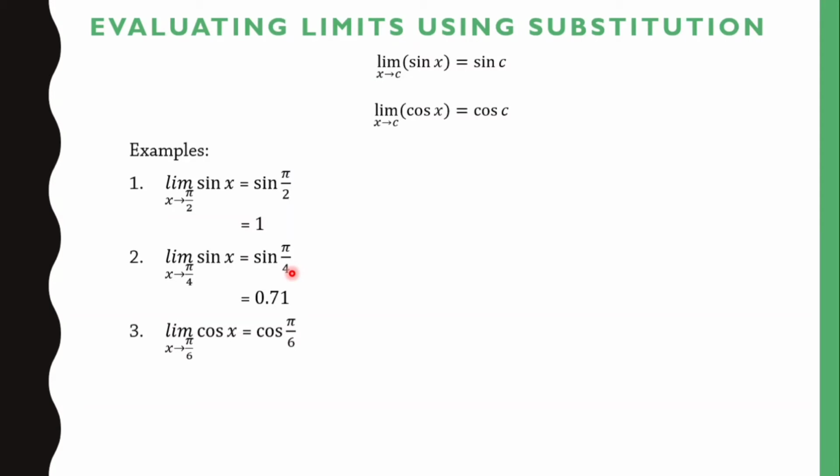Next example, we have the limit of cosine x as x approaches pi over 6. So, again, we substitute pi over 6 to our variable x. So that will be cosine pi over 6, or that will give you 0.87 or 87 hundredths. And the last example, we have the limit of cosine x as x approaches pi. So that will give you cosine pi, or that is equal to -1.